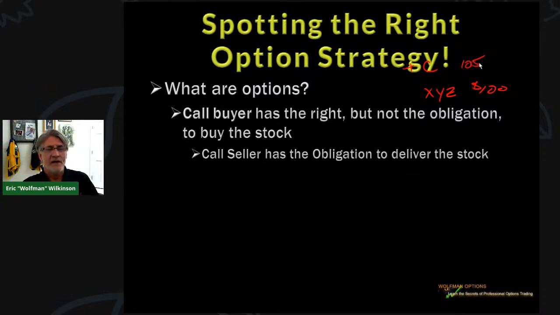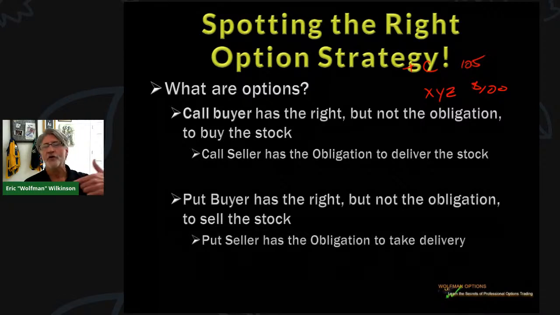But if it goes down or stays where it currently is, then I get to keep that dollar and that option expires worthless, because there's no way you're going to come to me and say, hey, I want to buy this stock from you at 105. I'll be happy to sell it to you there and offset it in the market, but nobody's going to do that.